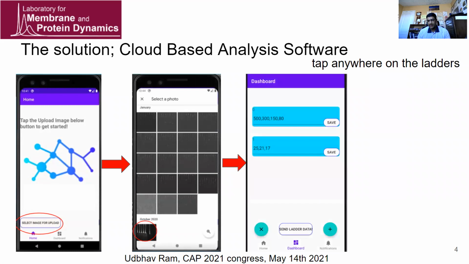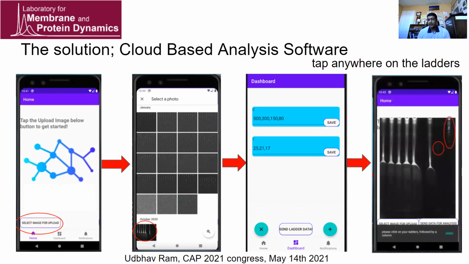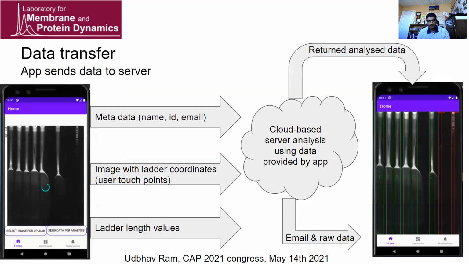The next step, once you've selected the image, is to select the ladder qualities. So telling the system how many ladders there are and what the qualities of those ladders are. The final step is to touch the ladder points on the image to give the system a chance to figure out spatially where these ladders are. Now, what happens when we click the send button? Well, the app sends all of this data to the server.